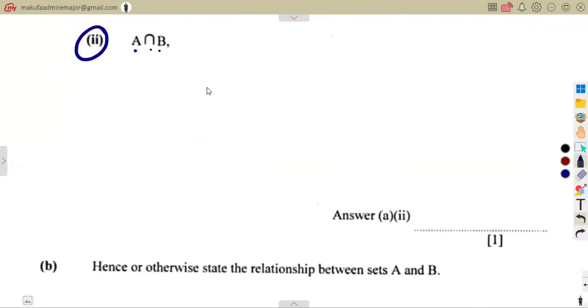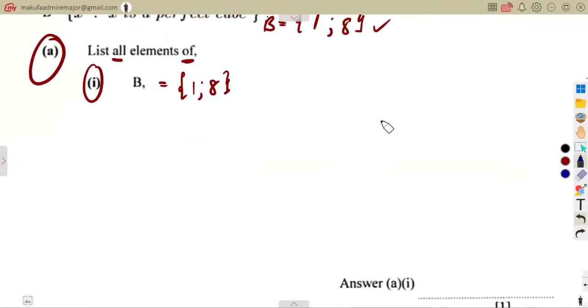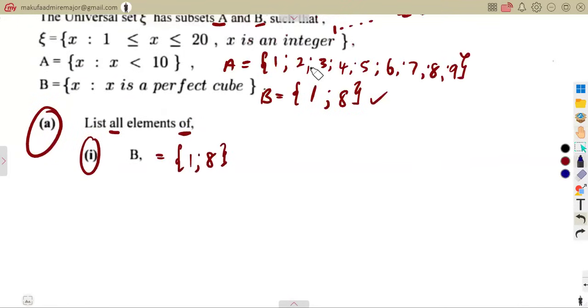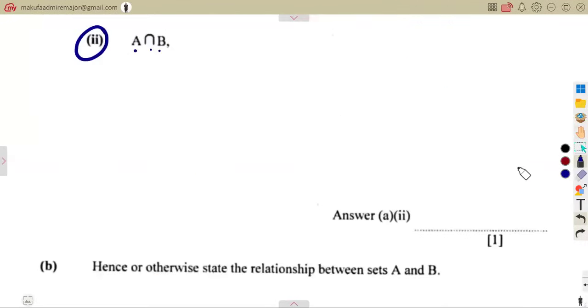Remember, the intersection is the elements found in both sets. You can see the elements that are in A are also in B. So we have 1, the same. This 8, the same 8. So you are talking about 1, 8, 1, 8. That is the intersection: what we can see in B and also in A. So the intersection of A and B is going to be 1, 8. And as we can see, 1, 8 represents the set B.